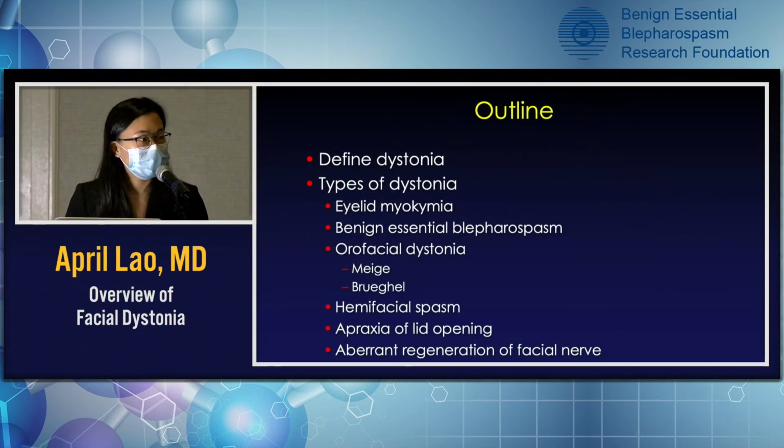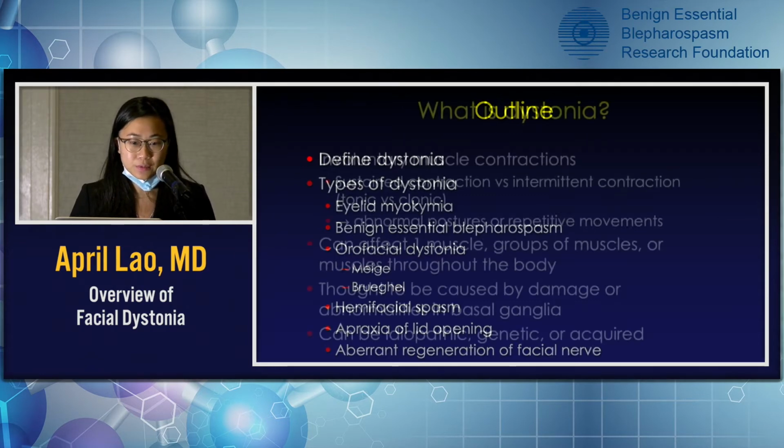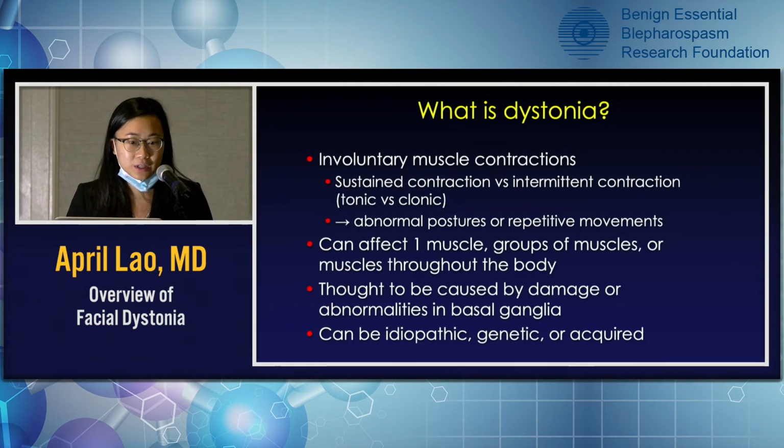So here's our outline for today. We're first going to define dystonia and go through all the types of dystonia: eyelid myokymia, blepharospasm, orofacial dystonia, hemifacial spasm, and kind of in their own separate categories, apraxia of eyelid opening, and aberrant regeneration of the facial nerve.